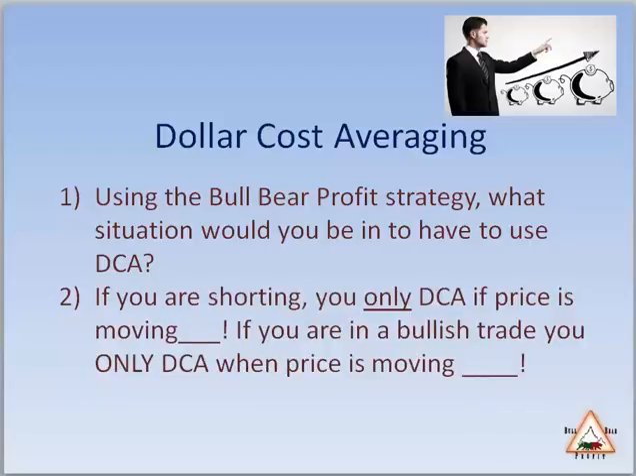Okay, so for clarification, number two was just reworded. So if you are shorting, you only dollar cost average if price is moving up. If you are in a bullish trade, you only DCA when price is moving down. Okay, we'll move on.